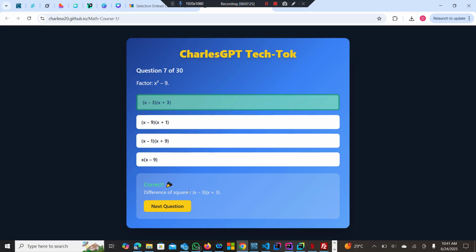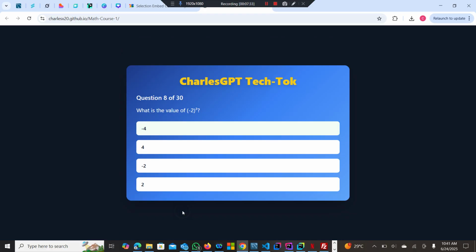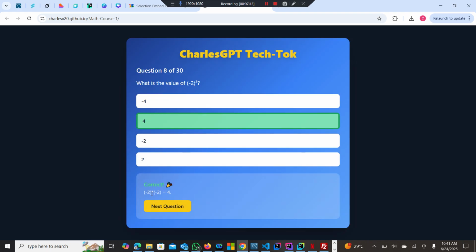This is just to test your knowledge on the basic algebra. You can use it for your self learning and also for preparation of your tests or exams or something like that. So the next question would be, what's the value of minus 2 squared? Minus 2 times minus 2 would be plus, I think it's 4. Okay, yeah. So minus 2 times minus 2 would be 4. So that's the value of minus 2 squared.